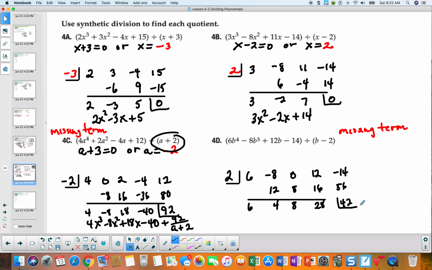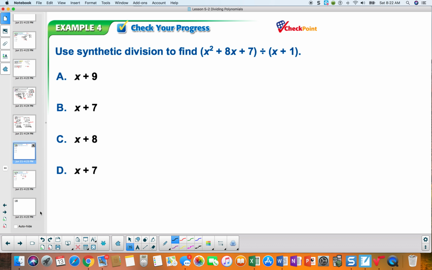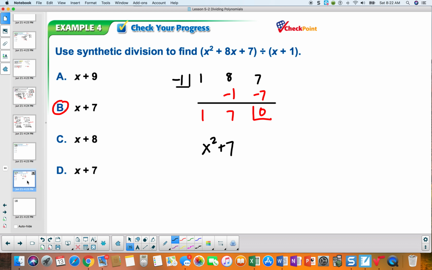And this last answer is always your remainder. So the answer is 6x cubed plus 4x squared plus 8x plus 28, and then our remainder is 42 divided by, and you have to put the binomial there, b minus 2. Okay, your turn. And here's the answer.